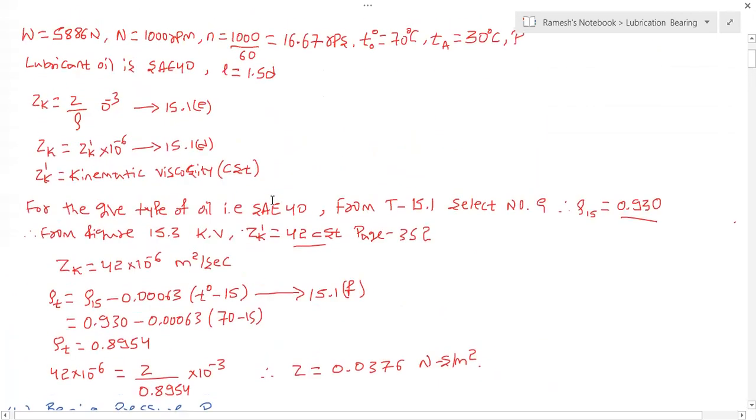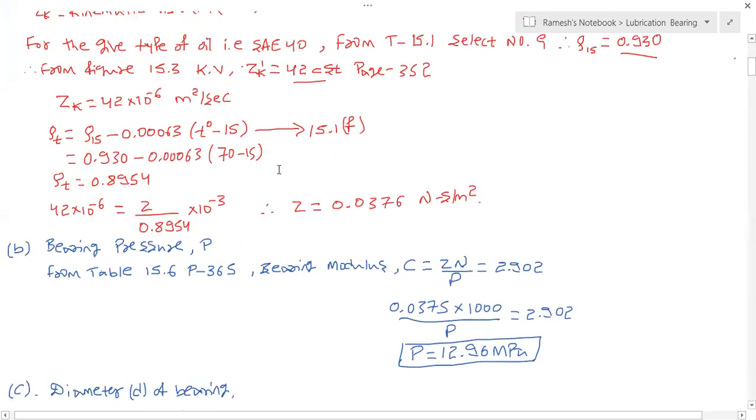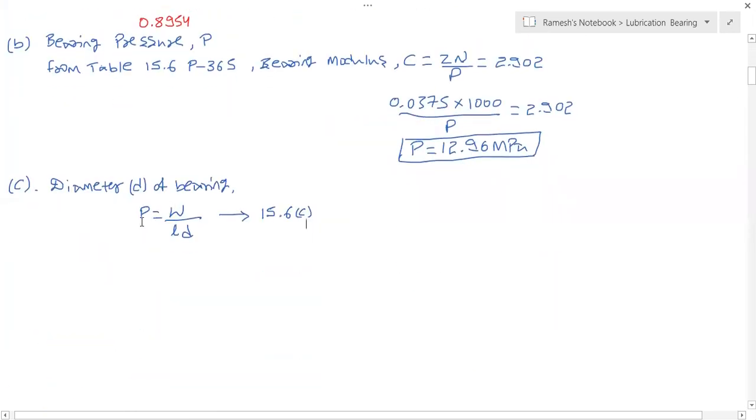In the given statement, he has given the length. Length is 1.5 times D. Substitute that. The bearing pressure you have just calculated, and W, the load acting, is also given. Substitute all the values and I will get the diameter. The bearing pressure is 12.96, and the load W is 5,886 divided by length, which is 1.5 times D, into D. Therefore, it will be D square. From this, the D value will be 17.40 mm.